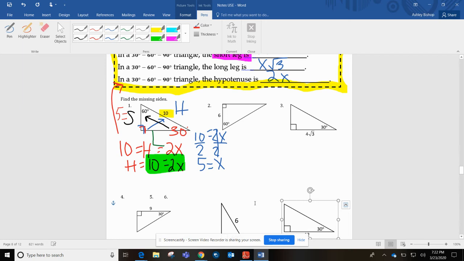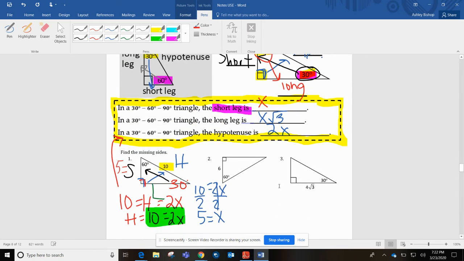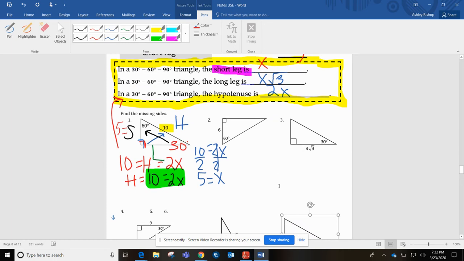Alrighty, so hopefully you understand how I got x to be 5. And then I also got my short side is going to be 5, because based on my rules in this box right here, my short side is equal to x. So my short is equal to 5. That's one answer. And then we need to figure out what our long side is.